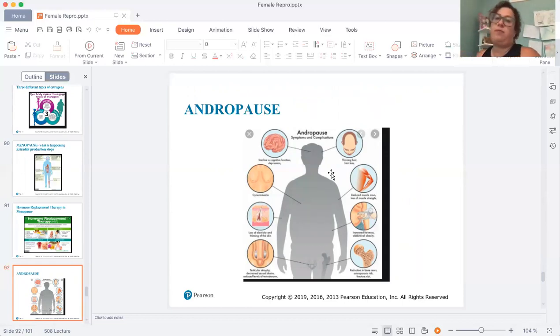As I was saying about menopause, it's not commonly discussed, but there is andropause that occurs in the male. Some schools of thought don't believe it happens. I do. I think it happens. Andropause is basically the lowering of testosterone-making ability. You're still going to have testosterone, just not as much.